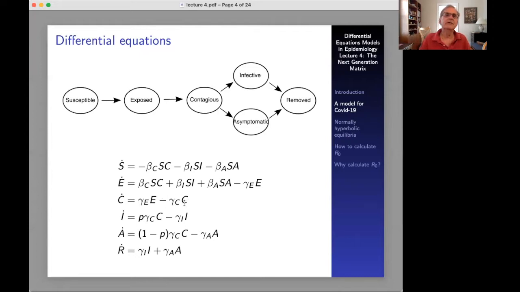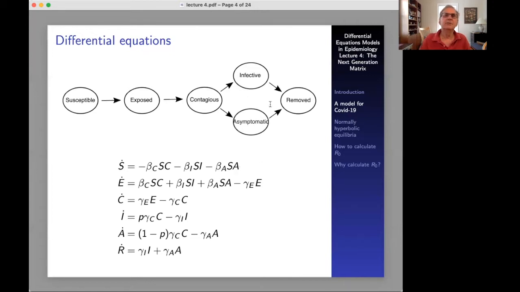These people who leave the contagious compartment, some percentage enter the infective compartment. The remainder enter the asymptomatic compartment. The percentage that enter the infective compartment we called P, and the percentage that enter the asymptomatic compartment we called 1 minus P. If you added these two terms, you would just get gamma C times C. All the people who are leaving the contagious compartment are entering one of these two compartments. For COVID, P is around two-thirds. Around two-thirds of the people who develop COVID go on to develop symptoms.